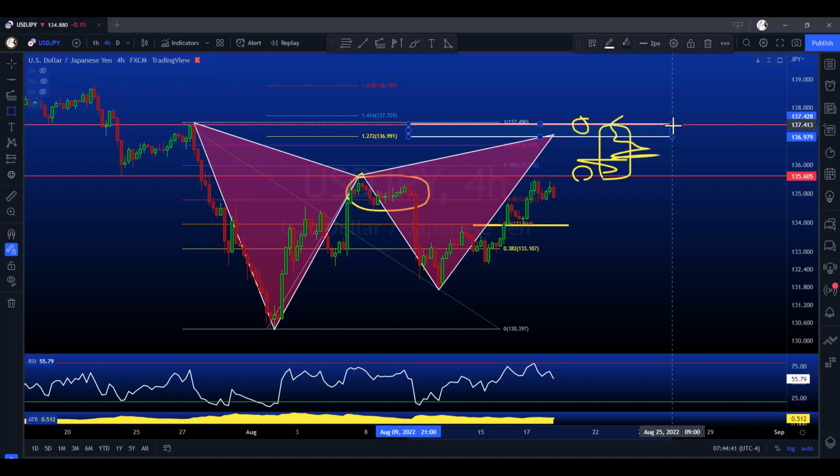I'm glad you forgive me for only this time. I know someone's typing in already. 136.99, not a bad level regardless, right? Right below the even-handled number, the psychological number. And of course, if you're looking for shorts, you're waiting for price action to come up to that level. And then you're looking to short the Gartley. And yep, I'm glad you guys caught it. I was waiting for someone to say it.